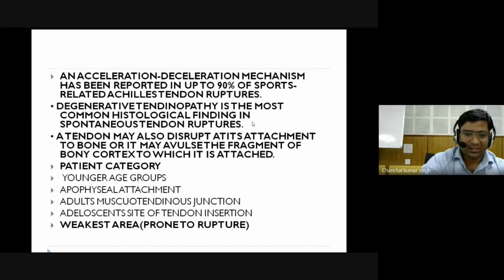So if you categorize the patients, in the young age group you will predominantly see the injury at the apophyseal attachment, which is detached. Why so? Because the bones are still growing, so the bones are soft. You have thick periosteum, the periosteal sleeve, and at the apophysis there is an avulsion, so it detaches from the apophyseal attachment. In adults, you have it at the musculotendinous junction because of the excessive muscle pull force. And in the later half of life, the osteoporotic side, you have a midsubstance tear or a tear at the insertion because of degenerative or age-related changes. So whichever is the weakest area in that particular age group is going to be more prone to rupture.